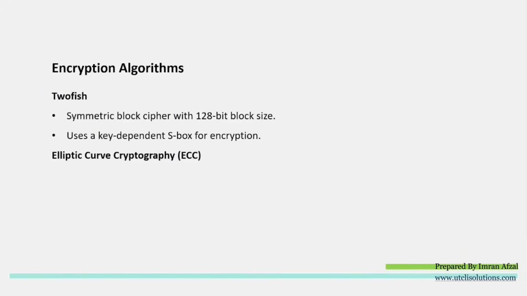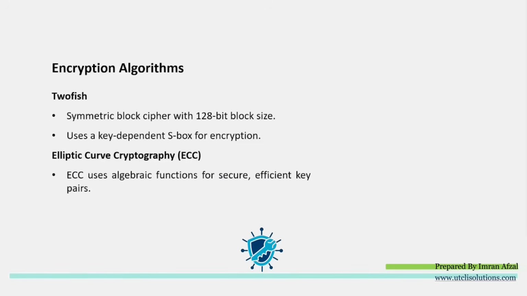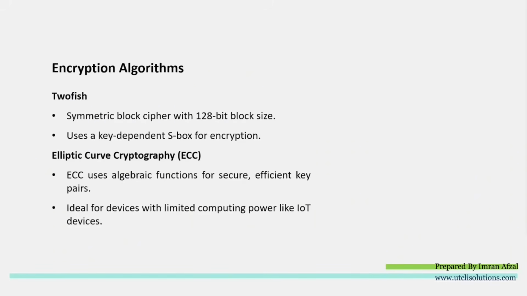Elliptic curve cryptography. Well, ECC is an asymmetric cipher that uses algebraic functions to create security between key pairs. It is faster and more efficient, and provides similar levels of security to RSA, but with shorter keys. So, this makes ECC a good choice for devices with limited computing power, like IoT devices.